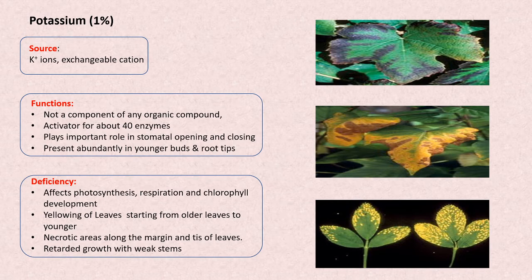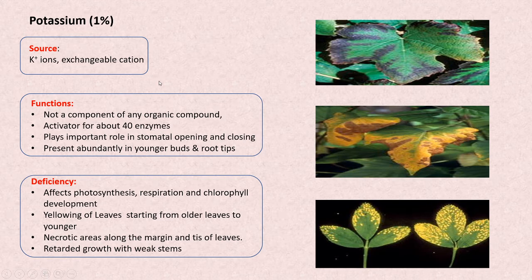The next one is potassium. Potassium is observed in the form of K plus ions. Okay, then it is 1% of the total dry weight of the plant. It is an exchangeable cation. K plus is an exchangeable cation.